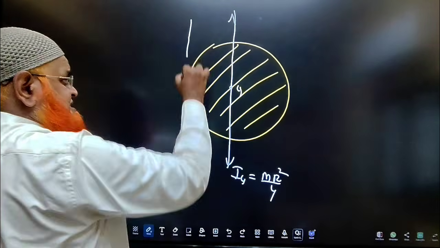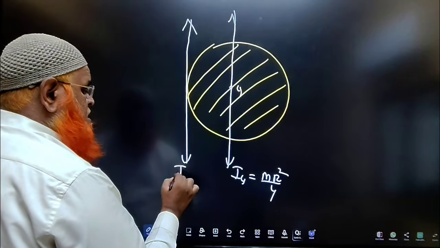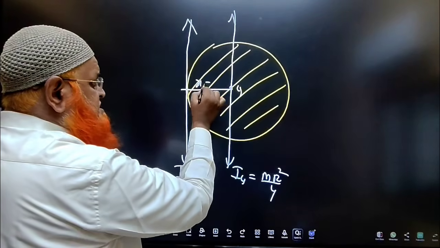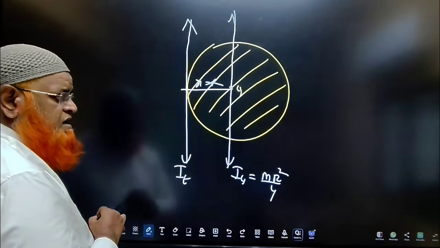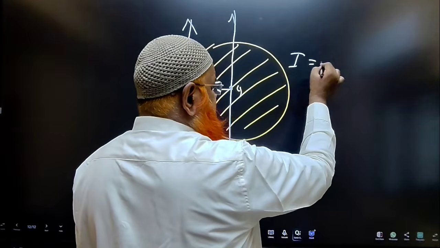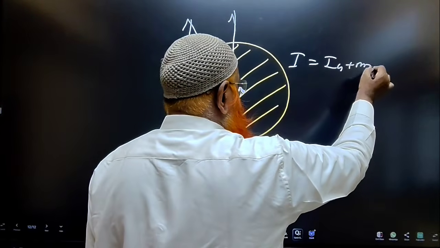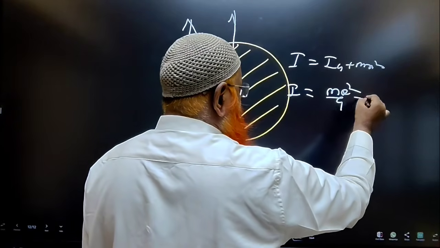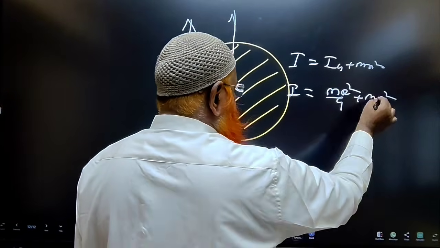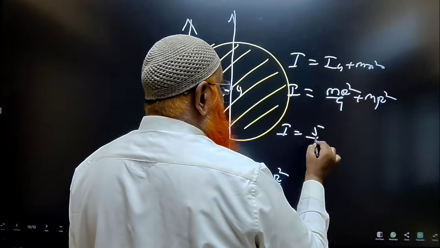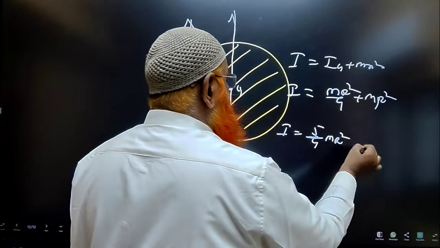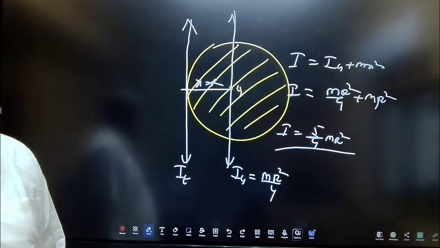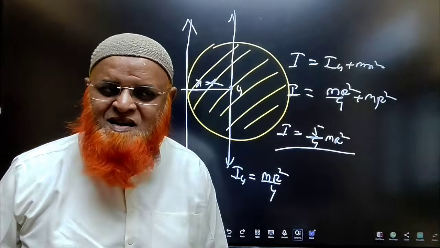I want it about some other axis, which is called the tangent, and the distance is x equal to r. You know that the formula is I is nothing but Ig plus mx square. Ig is already known to you: Mr square by 4 plus Mr square. So what is the answer? I is equal to 5 by 4 Mr square is going to be your answer. Is it understood to you, my dear?